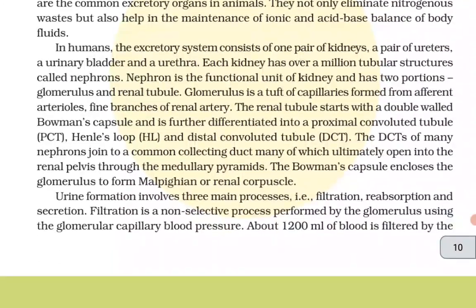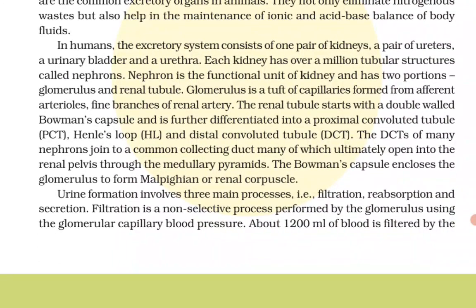In humans, the excretory system consists of one pair of kidneys, a pair of ureters, a urinary bladder and a urethra. Each kidney has over a million tubular structures called nephrons. Nephron is the functional unit of kidney and has two portions, glomerulus and renal tubule.